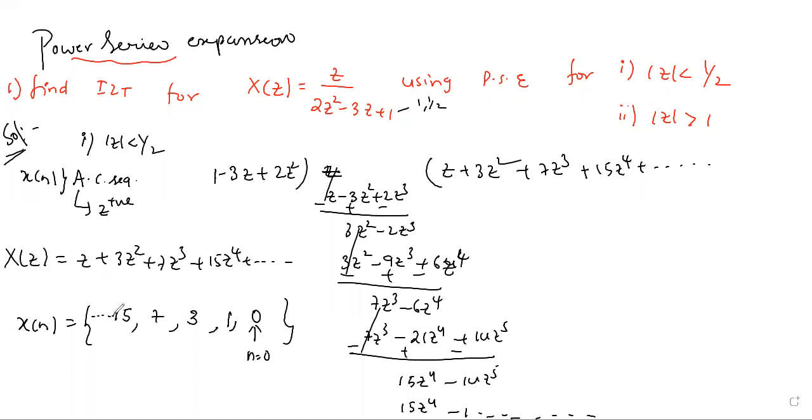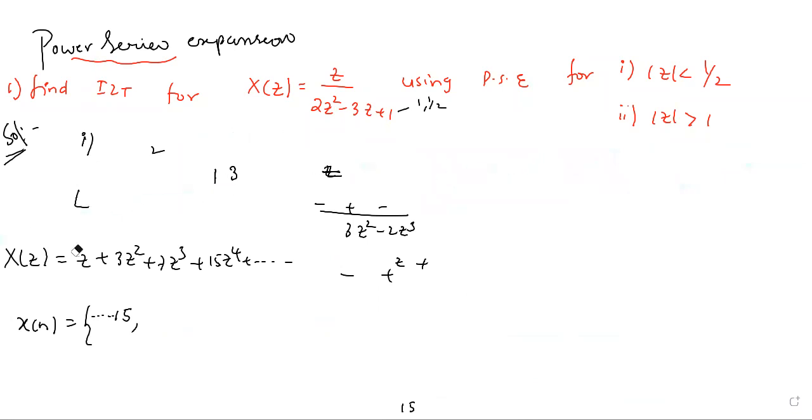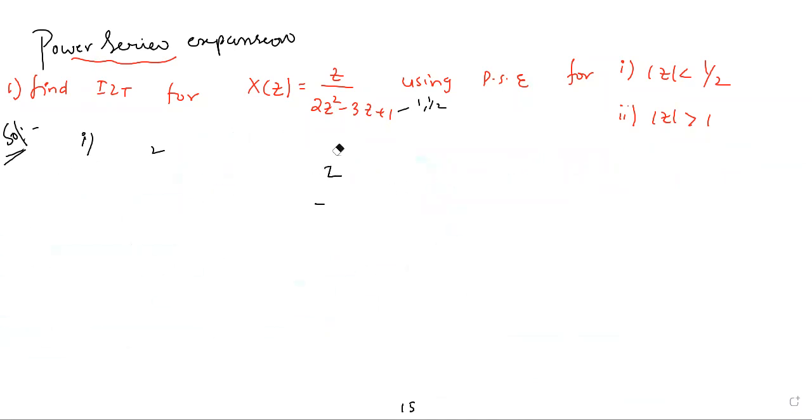Now let us see the second case, when mod z is greater than 1. Second case, mod z greater than 1 means greater than the maximum of poles, which means a causal sequence. Causal sequence means x of z must have negative powers of z.